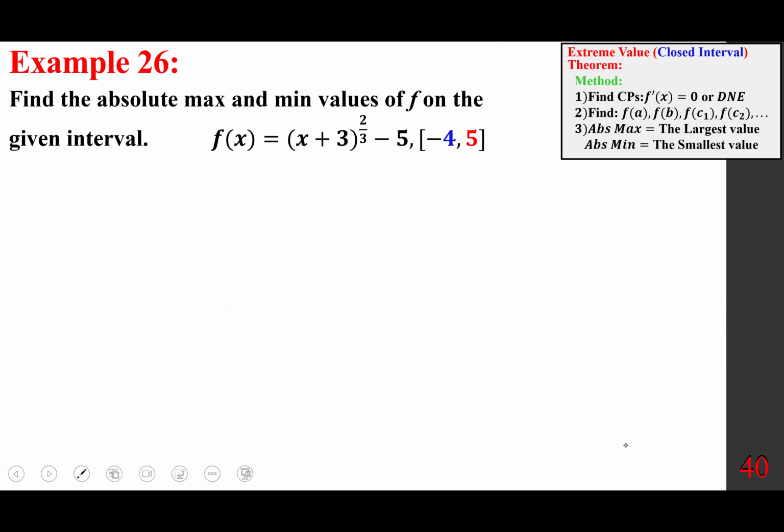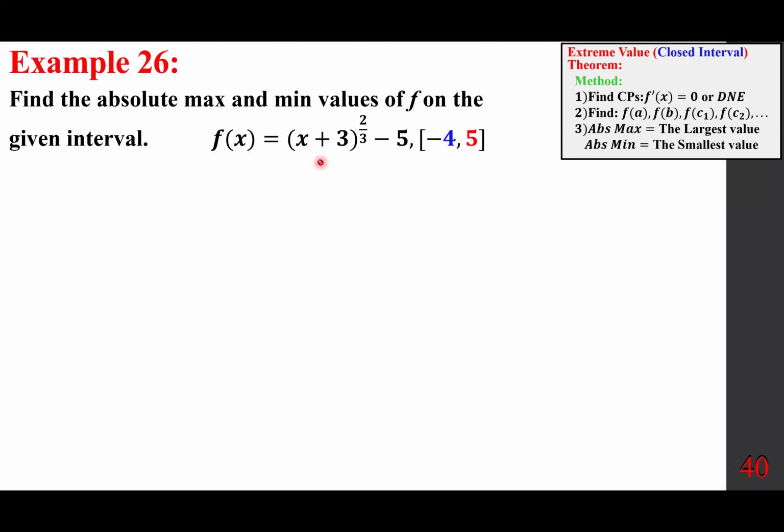We're going to repeat the question when we find the absolute max and min for a different function. F of x is x plus 3 to the power of 2/3 minus 5 in the interval of negative 4 to 5. So the very first thing, is this justified? Is this function continuous in the given interval? What type of a function is that?